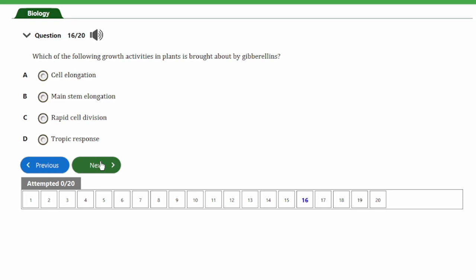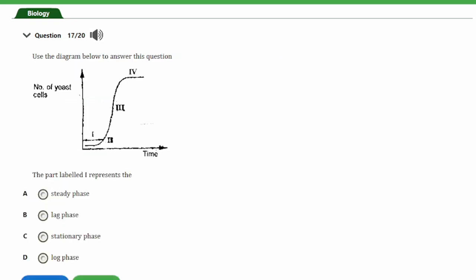So gibberellins are actually responsible for regulating growth, and they also influence various developmental processes, including stem elongation, germination, dormancy, flowering, sex expression, enzyme induction, and so on. So guys, the answer to this question is option B, main stem elongation. So let's look at the next question, guys.